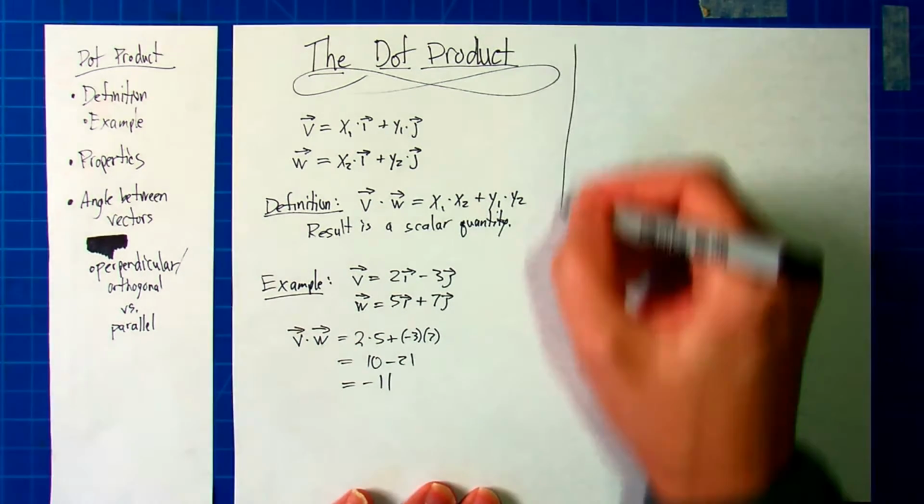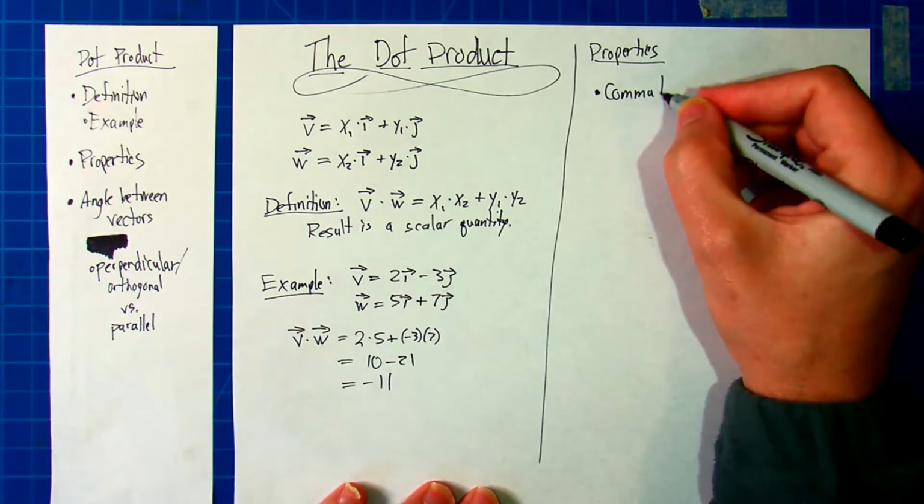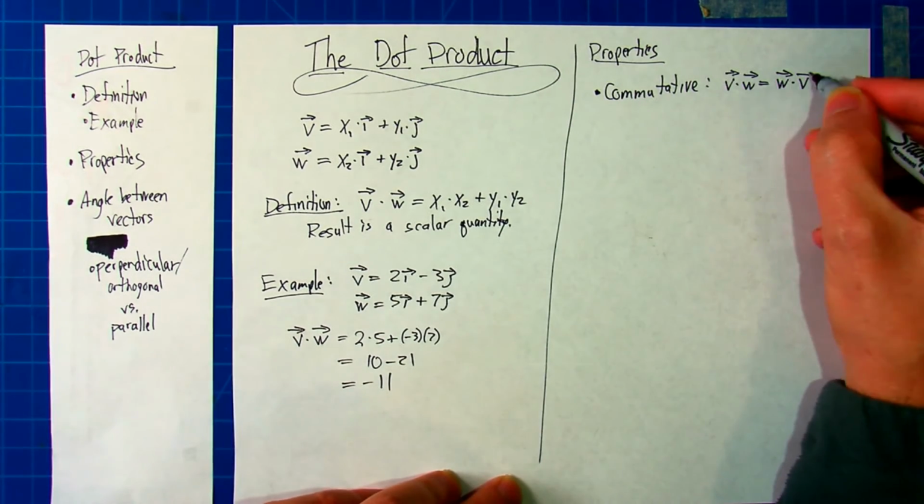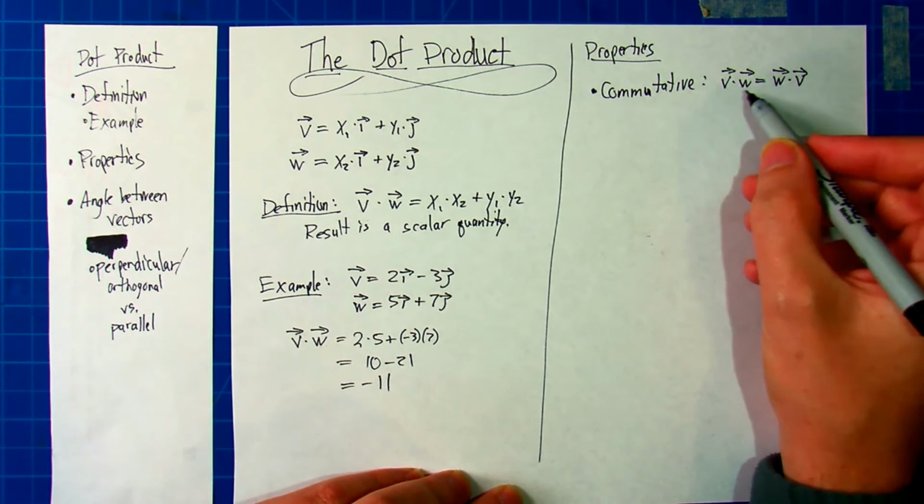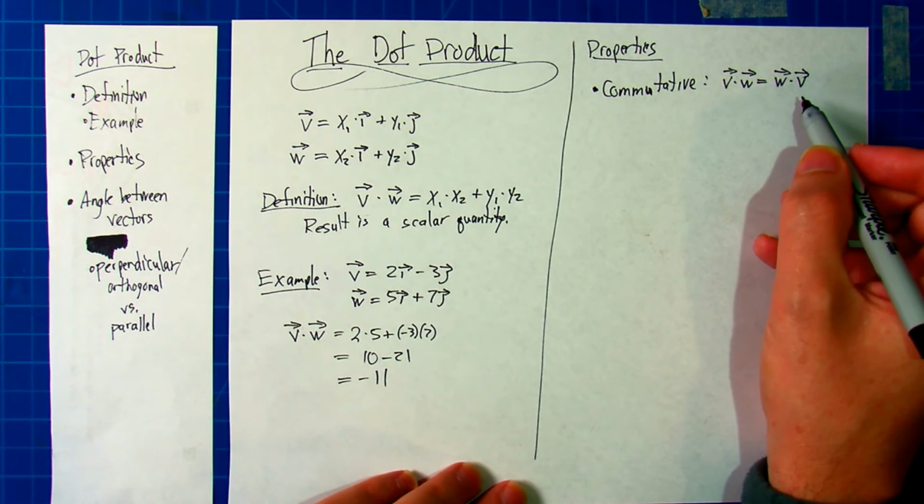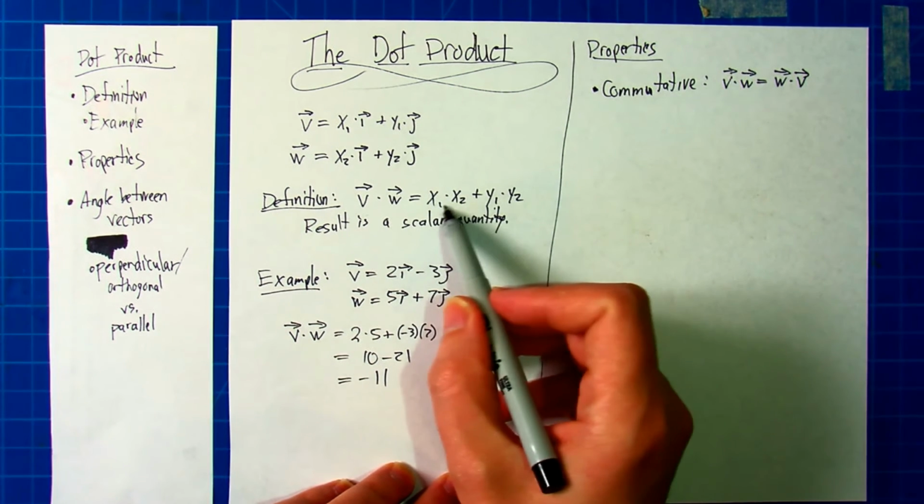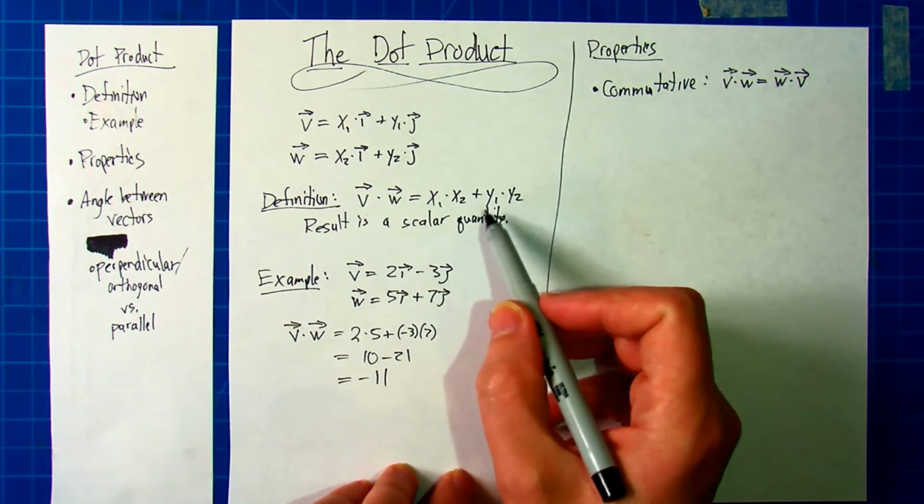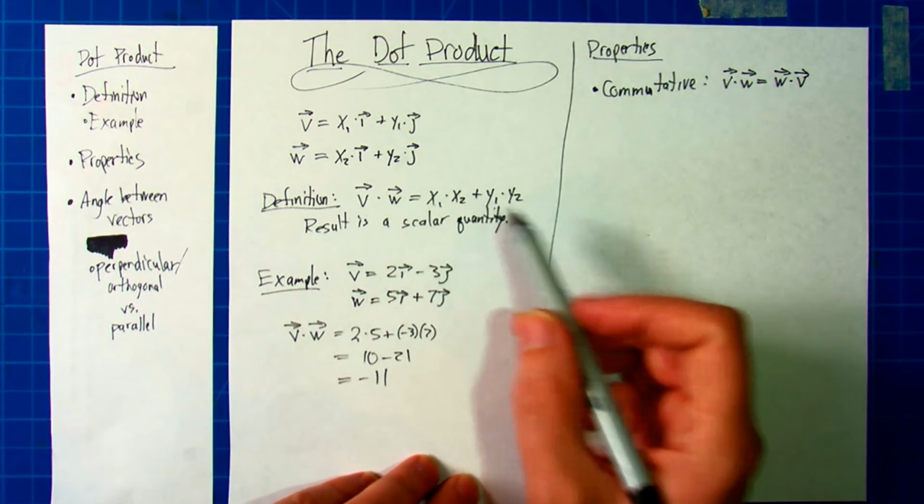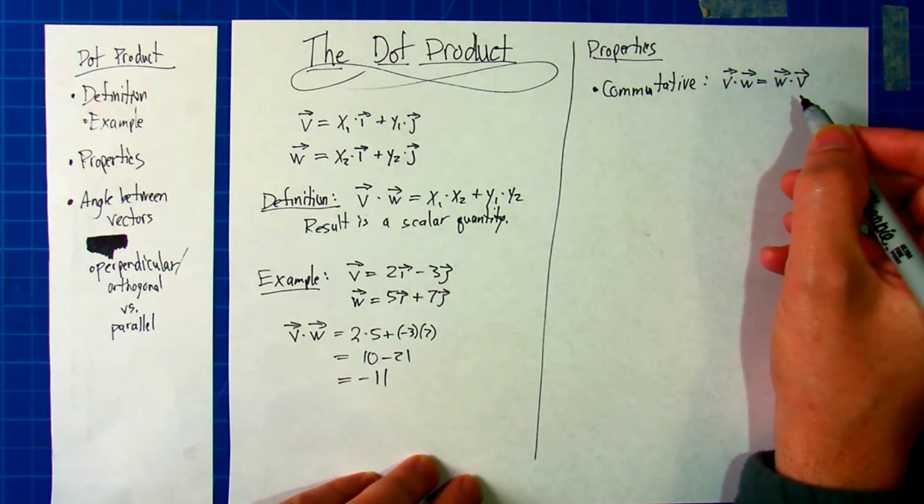dot product. The dot product has several nice properties, the first of which is that it is commutative, where v dot w is w dot v, which is pretty obvious from the definition, because if you just reverse the order here, the multiplication is commutative and the addition is as well, although that doesn't matter. So that one is pretty easily checked.